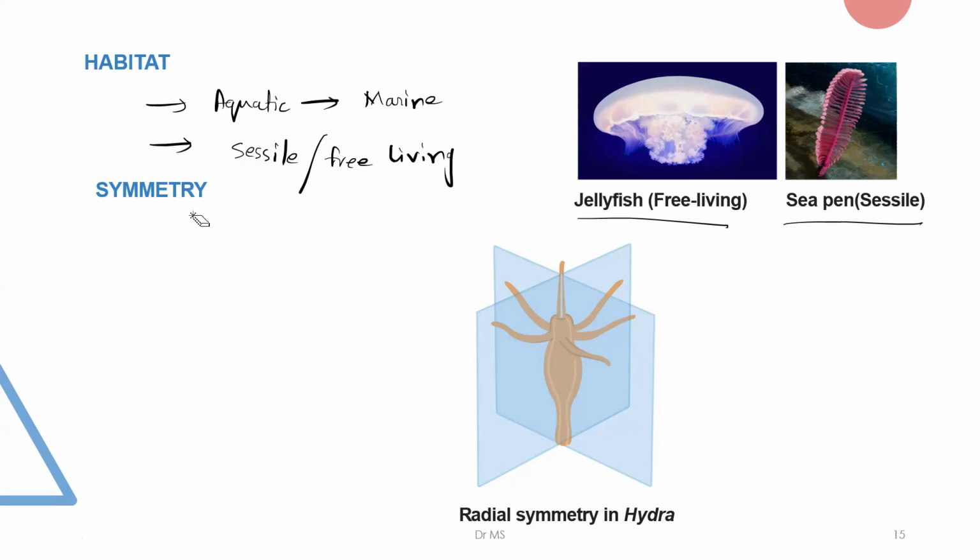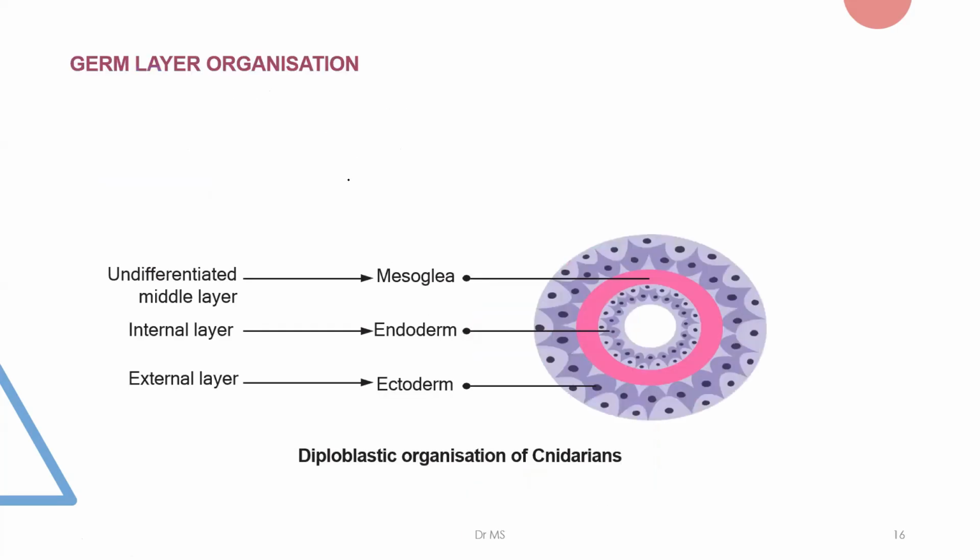Next one is symmetry. What symmetry can you see? It's a radial symmetry. What is the meaning of radial symmetry? Divided into identical halves. The body can be divided into two identical halves in any plane. That is very important. If it is only through one plane, we don't call it radial symmetry. What do we call it? Yes, we call it bilateral symmetry. But here we call it radial symmetry, as the body can be divided into two equal halves through any plane.